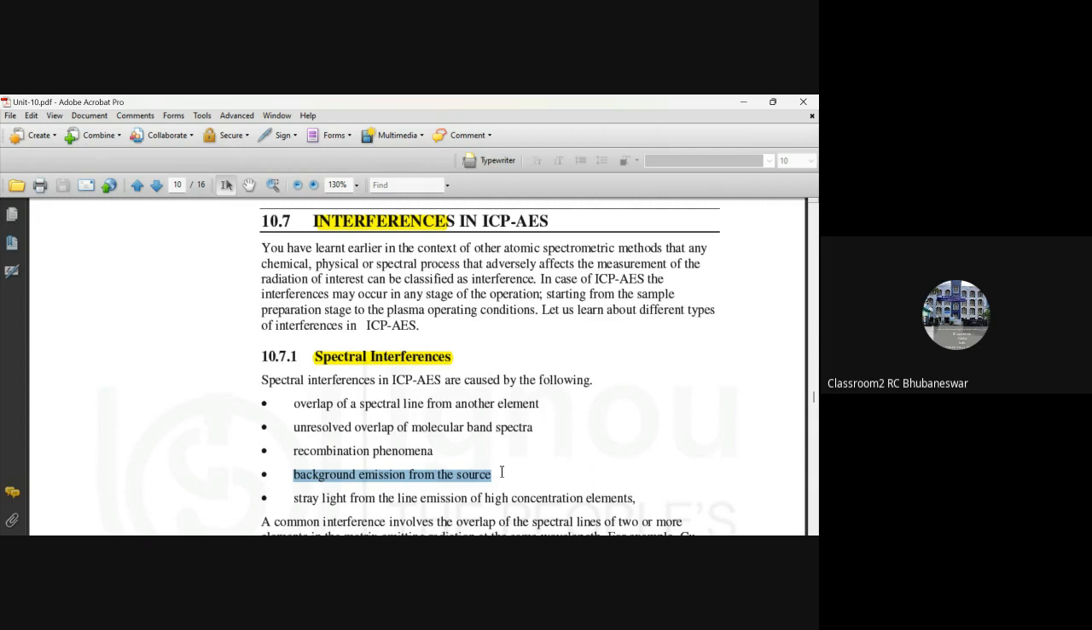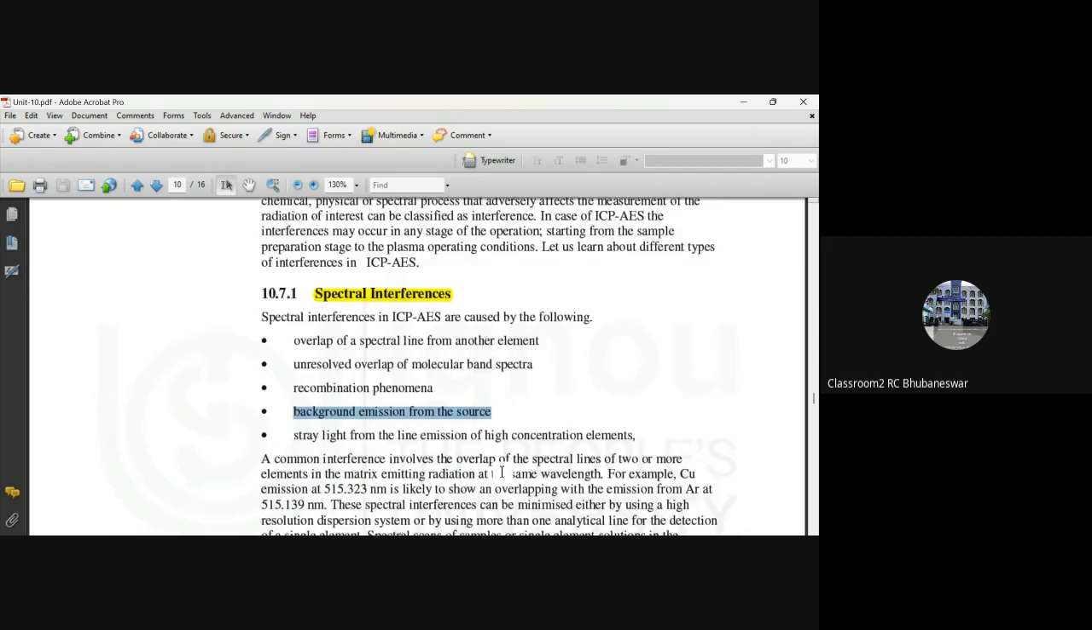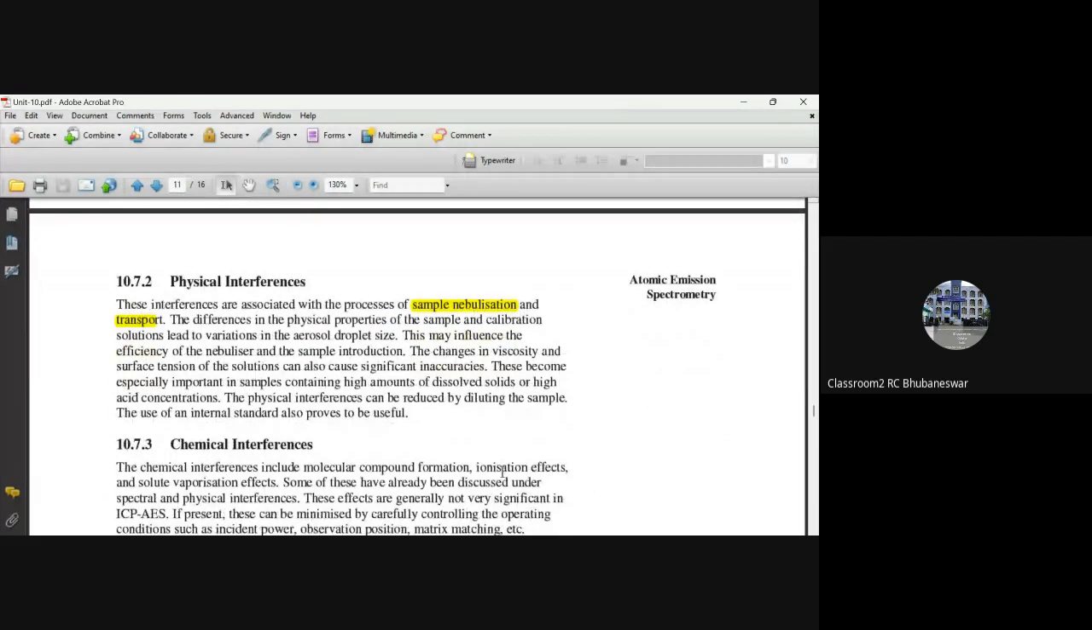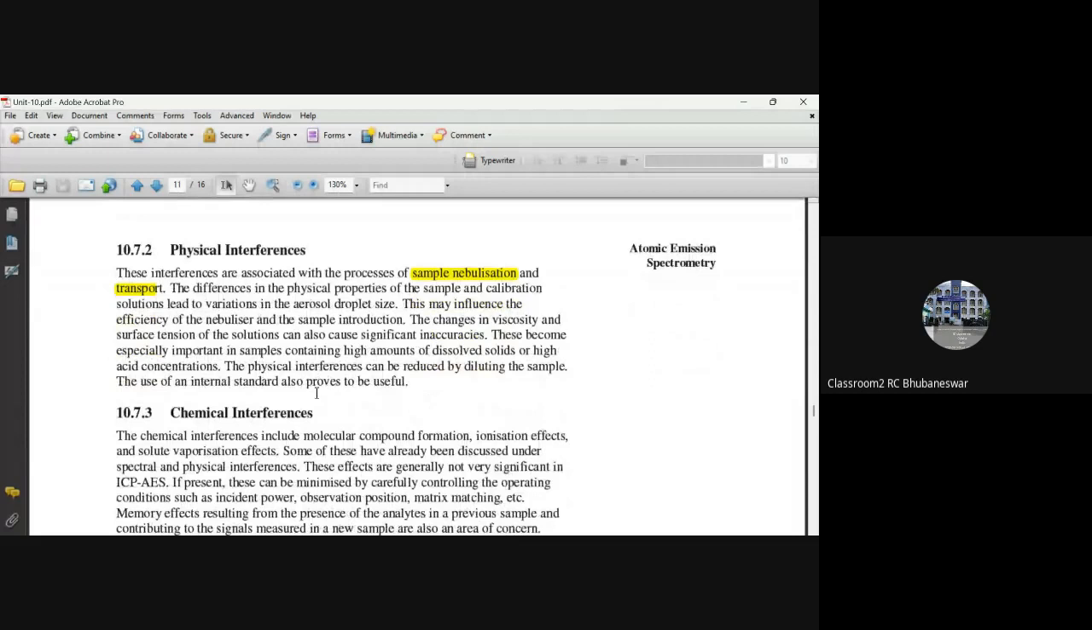But you have to see which technique you are using. Technique to technique it may vary. But the spectral interference can be minimized like this. Any interference can be minimized, may not be avoided completely, but it can be minimized.